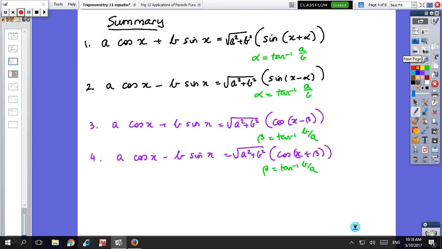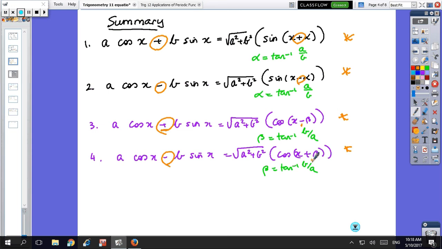Okay, so here's the summary. You've got 2 formulas that have sine, and it just depends, if you've got a plus in between, then you have a plus in between. If you have a minus in between, you have a minus in between, where tan minus 1 alpha is tan minus 1 a on b. But then you've also got the same formulas can be turned into two cosines, just depending. Okay, so if you have a plus in between, it's a minus in the bracket. If you have a minus in between, it's a plus in the bracket.